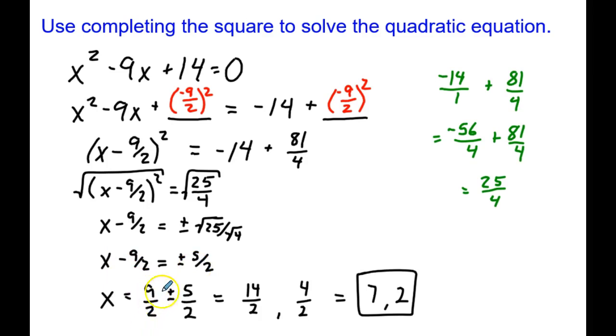So we take 9 over 2 plus 5 over 2, which is 14 over 2. Then we take 9 over 2 minus 5 over 2 and get 4 over 2. 14 over 2 simplifies to 7. 4 over 2 simplifies down to 2. So here are our two answers.